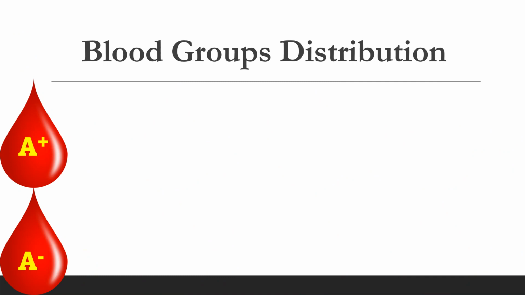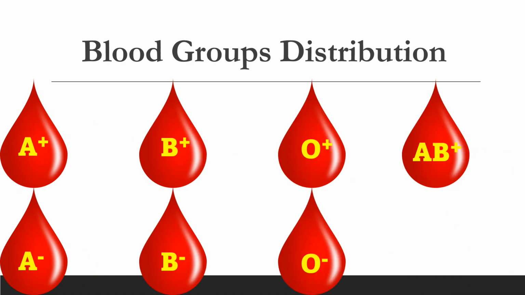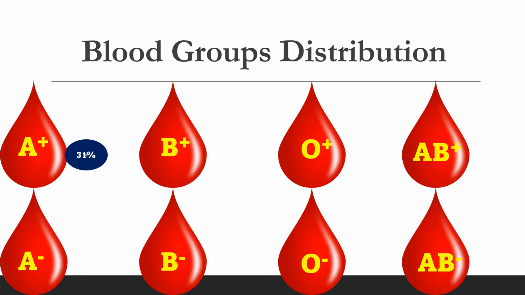If we look at the common distribution as percentages in the population, roughly 31% of people have A positive blood. 2.5% have A minus. So overall, 33.5% of people have blood group A.